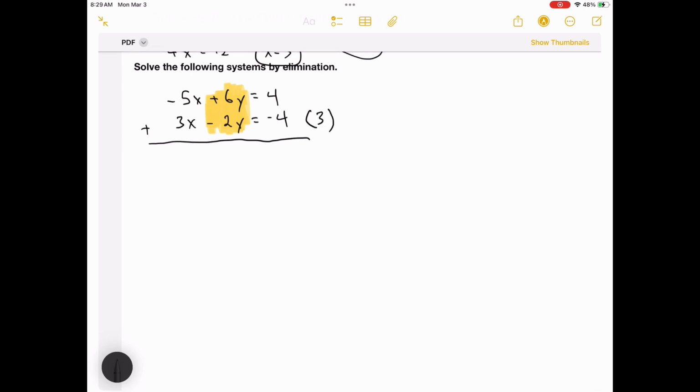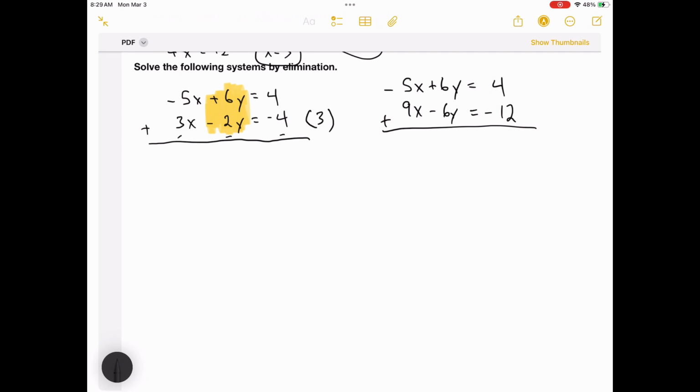Okay, now I'm going to rewrite this whole setup. The top equation is not going to change because I didn't multiply that one, which we'll do to both of them at the same time in a little bit, but we're not there yet. And this one, I have to multiply every one of these numbers by 3. So I'm going to get 9x here, and then minus 6y equals negative 12.